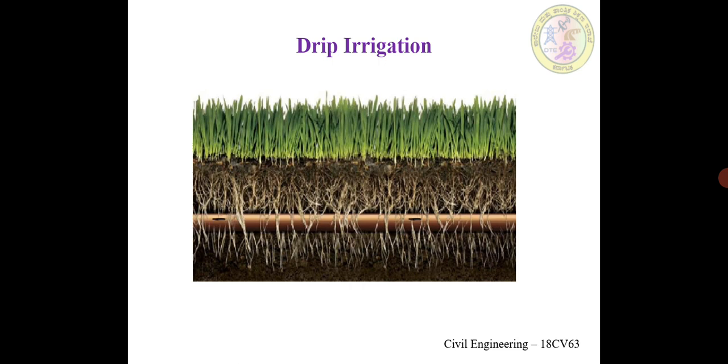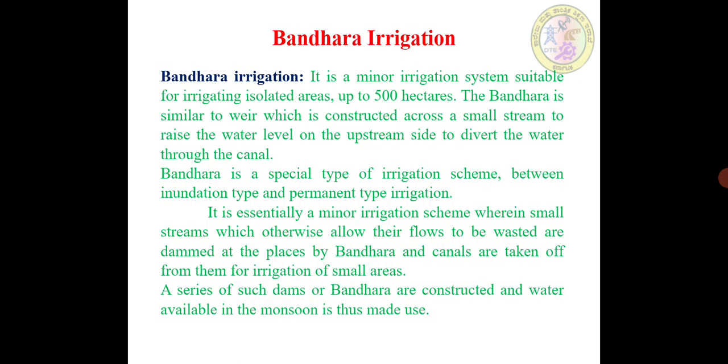So this is a picture that shows how the pipeline is laid across the root zone of the crops.